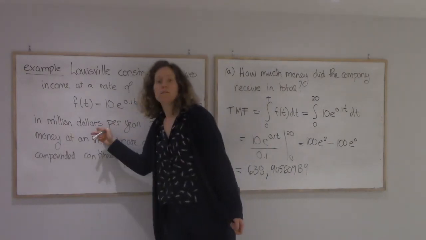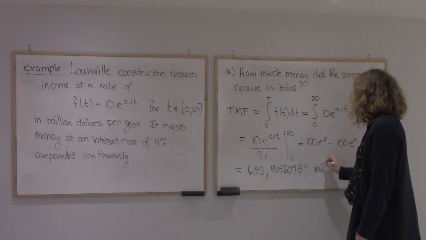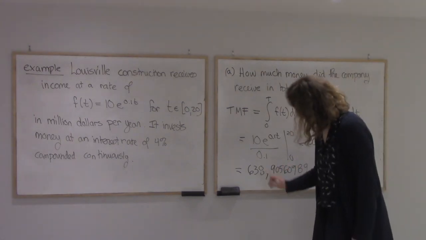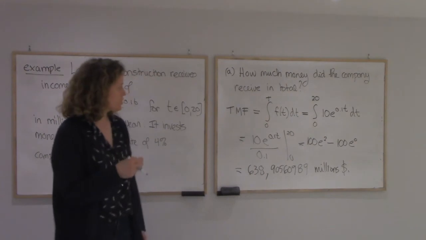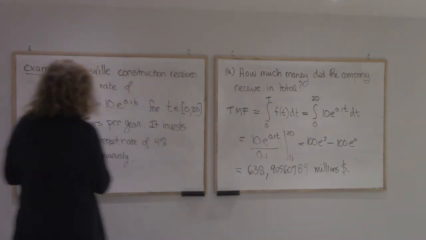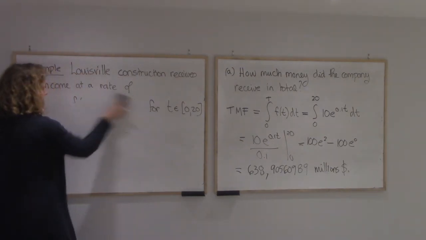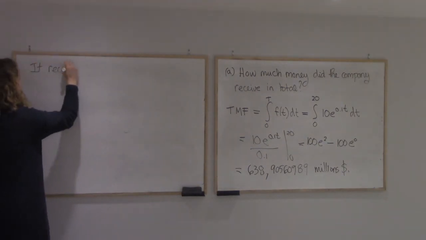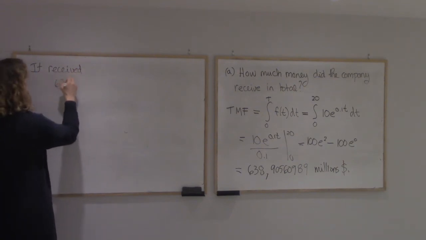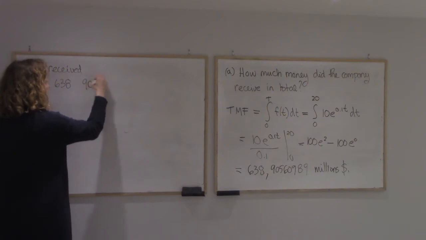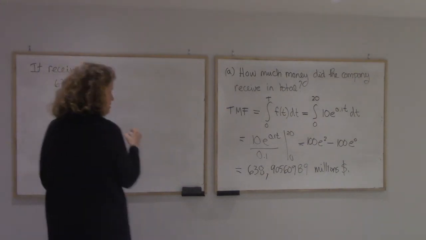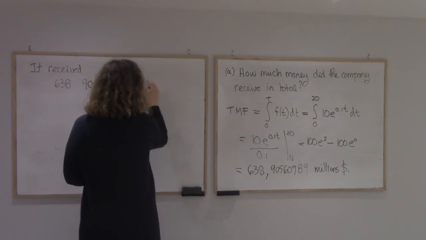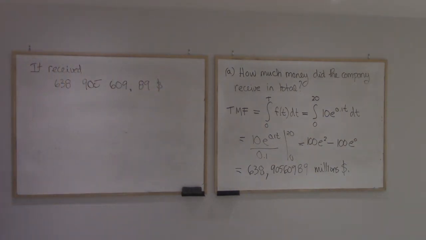this little sentence tells you that it's millions of dollars, so these are millions of dollars. And so I'm gonna give you more decimals than usual. So in fact, if I give you a question like that in WeBWorK, you should make sure to count as many decimals as you need to get to the cent. And in this case, that's what I did. And so I would say it received 638,905,609.89.